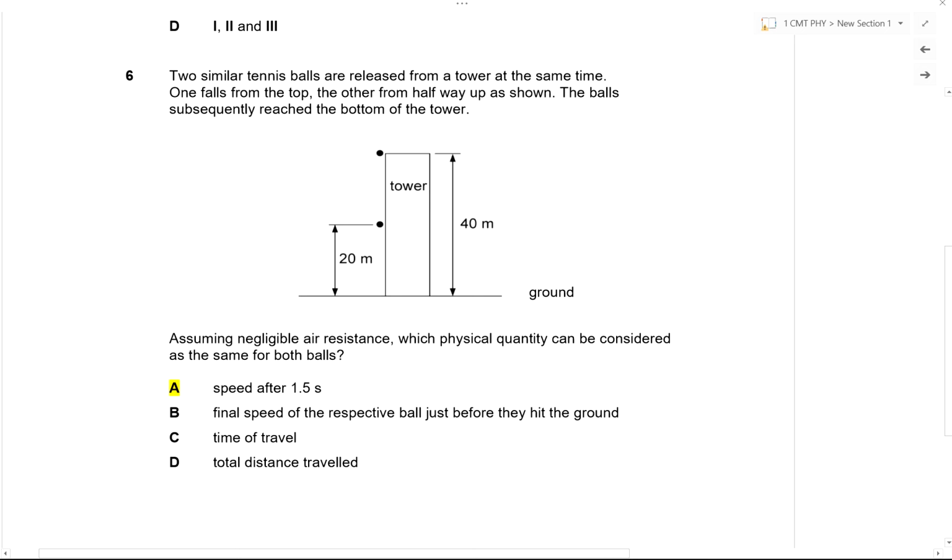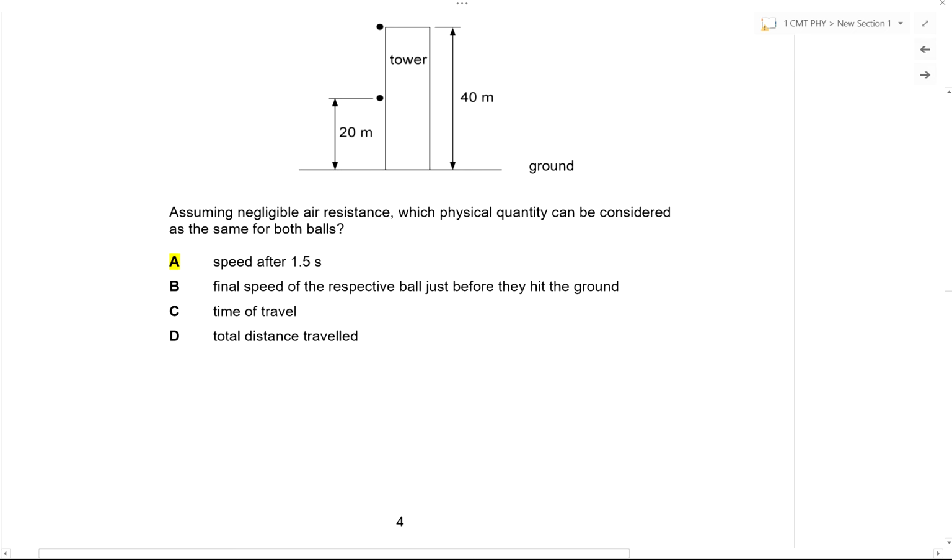We neglect air resistance. We pretend there is no air, it is just a vacuum. Which one can be considered the same for both of the balls? I'm just going to ask you to consider this. Option E, for example. Both of these balls started with the same speed of 0 meters per second. Is that correct? Yeah, that's correct.